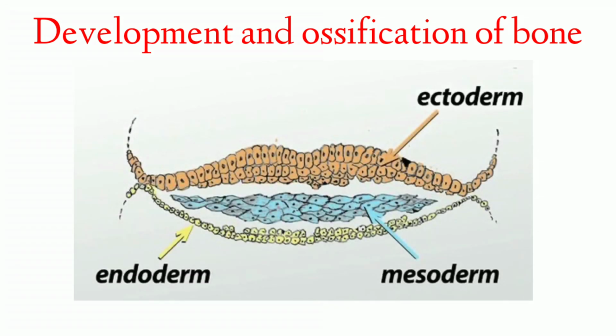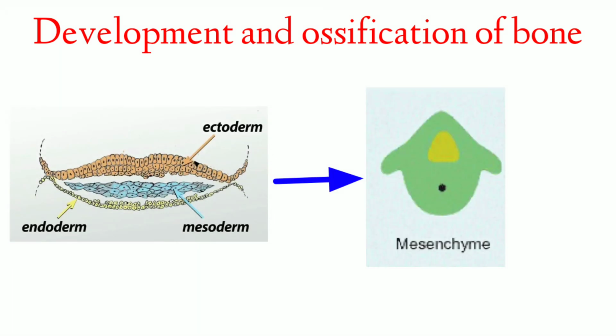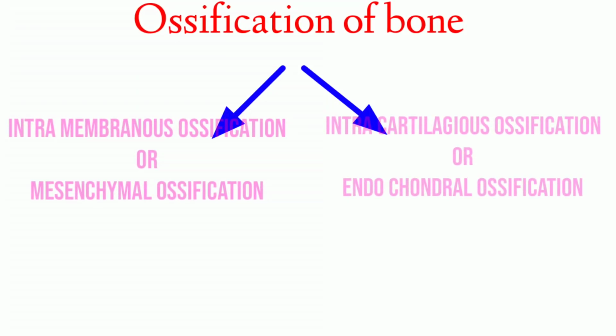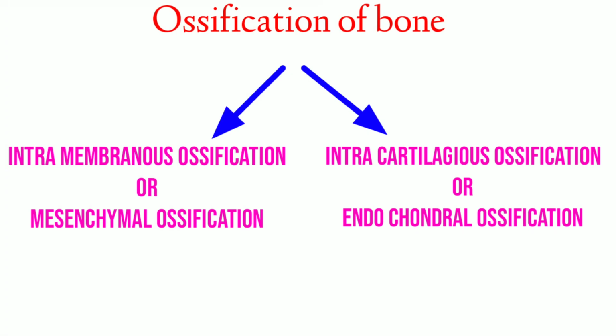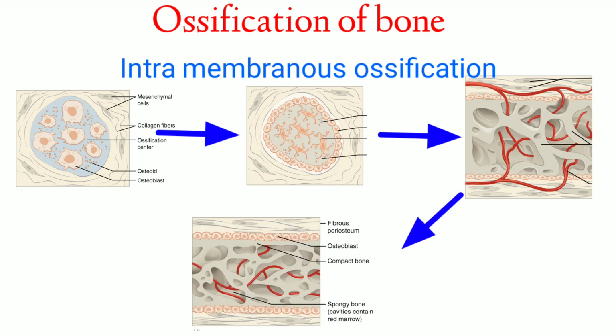The bone is a connective tissue which is derived from mesodermal cells in the embryonic stage. These mesodermal cells will form the structure of bone, and later they convert into bones by ossification. This ossification is two types. First one, intramembranous or mesenchymal ossification. That is, the direct ossification of mesodermal models into bones is intramembranous ossification.